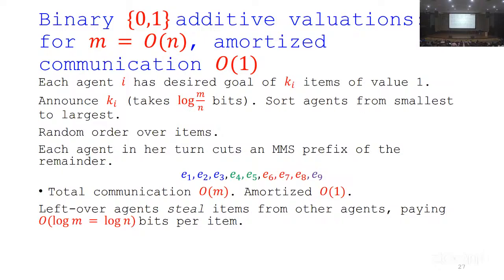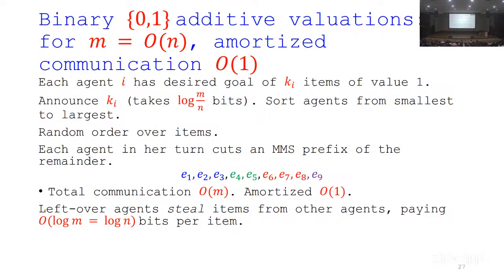So now let's look at binary 0-1 additive valuation. So each item has either value 0 or value 1, and it's additive. And let's look at the special case in which it makes things easier to present. The protocol is more general. Let's look at the special case where m is order n. So the number of items is linear in the number of agents. And then in this case, we'll show that the communication complexity is still order 1 bits. Okay?